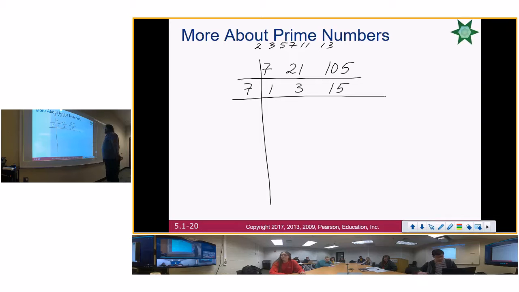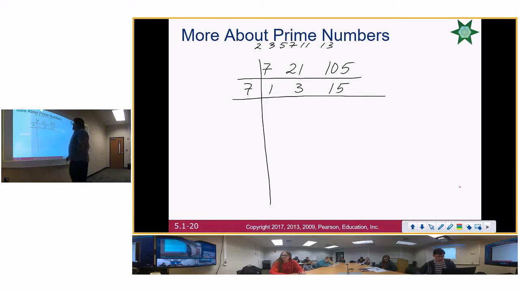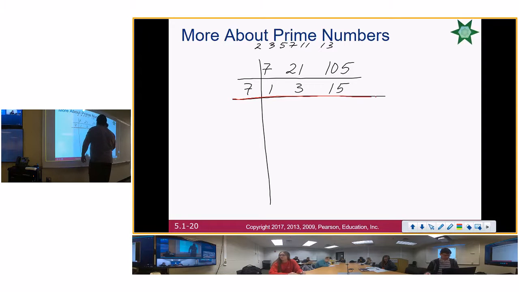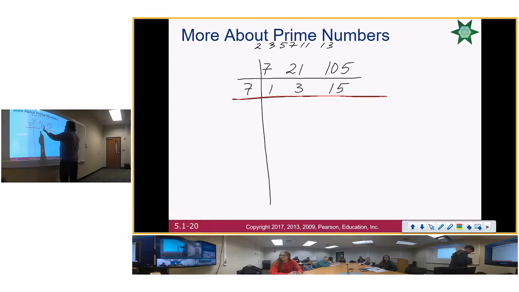Now what? Well, the real math stops. So we're going to draw a red line there. How do I know the real math stops? Because nothing will go into what? Oops, I'm sorry. No, that's right. 3 will go into 3 and 15, but 3 won't go into what? 1. So that's how you know. That's where the real math stops.